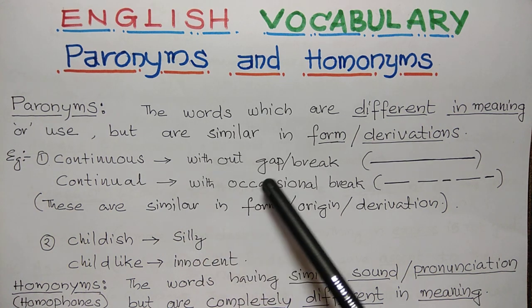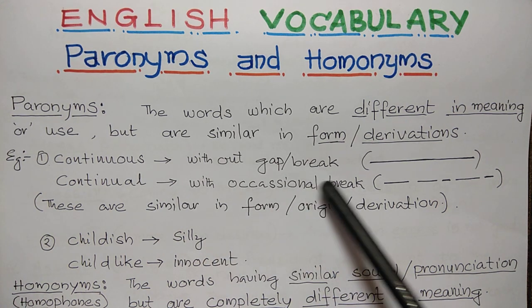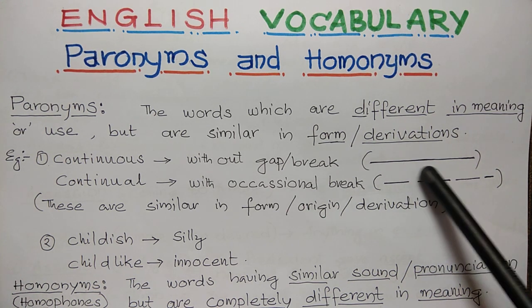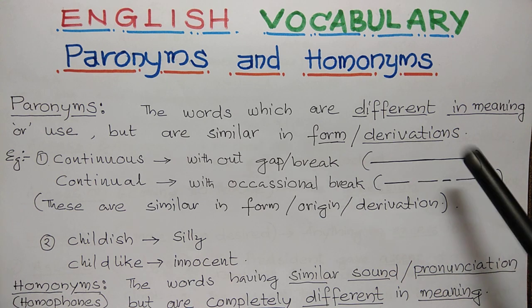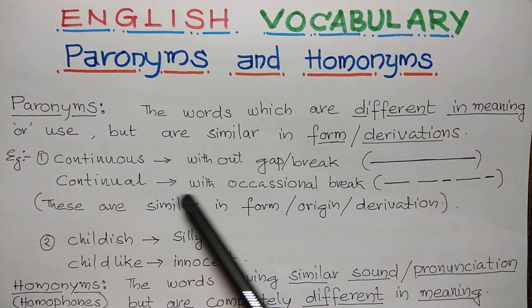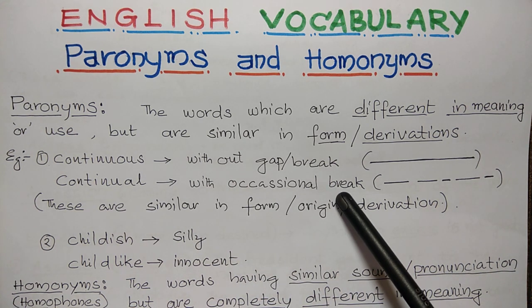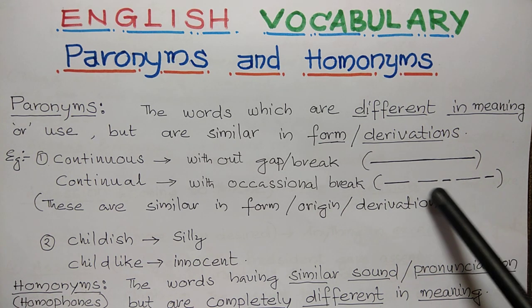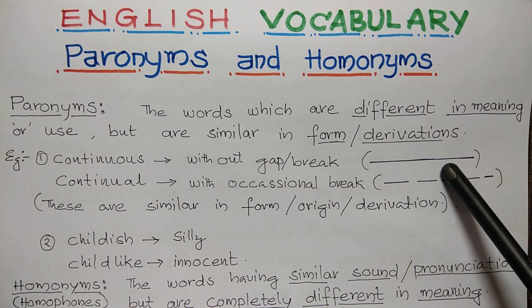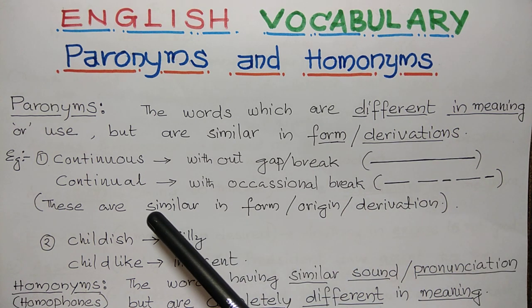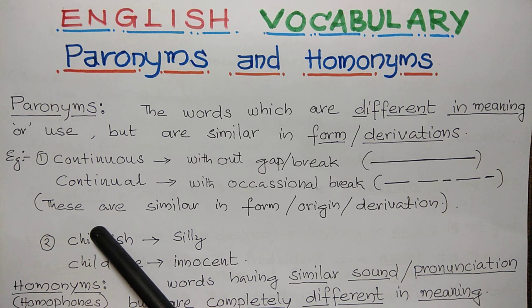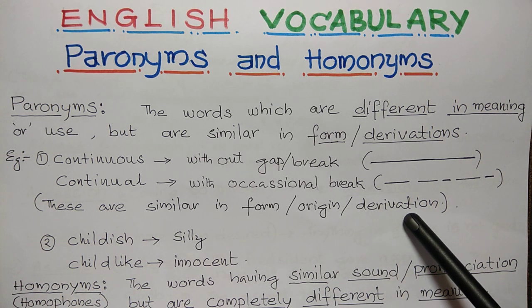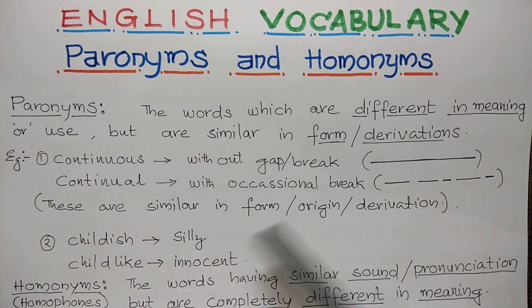Continuous means without gap or break. See, here is a line that is continuous because there is no gap in between. But continual is with occasional break. See, this line is broken here and there. So it is continual and this one is continuous. So that is a paronym. These are similar in form, origin or derivation, but different in meaning.